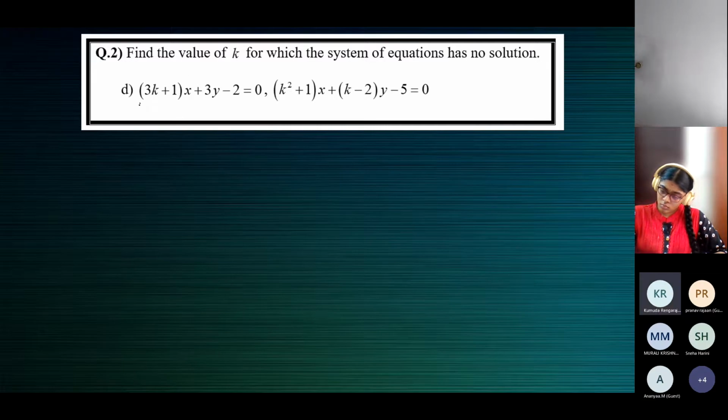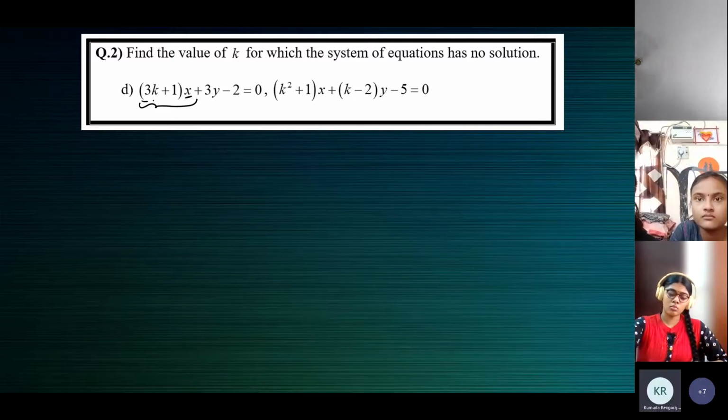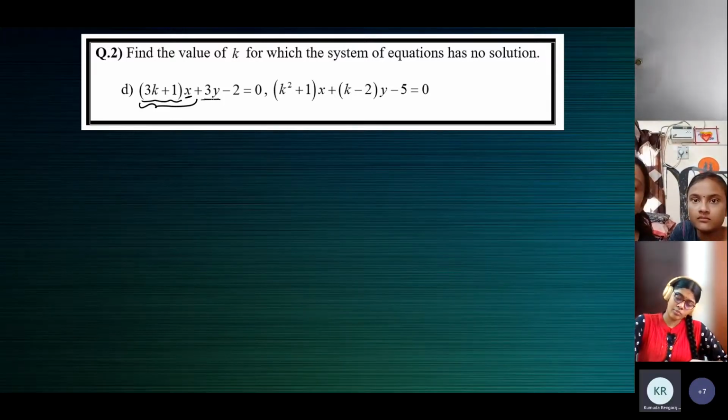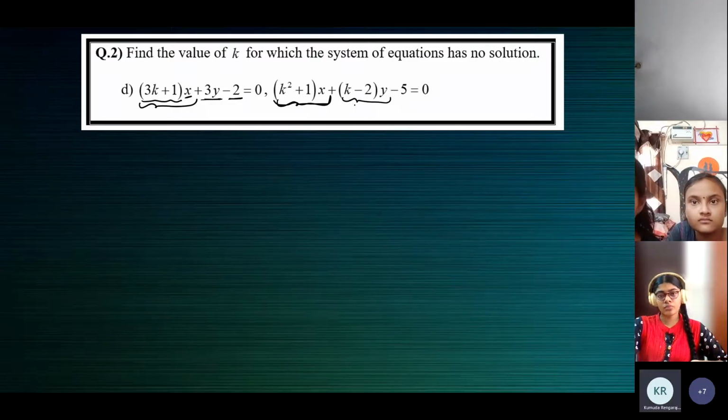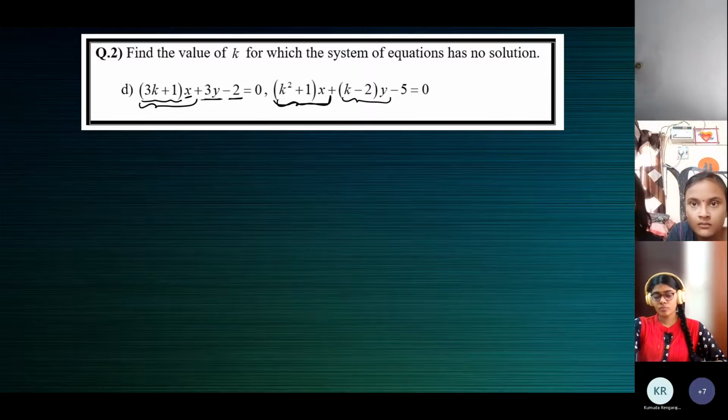See, this is the x term: 3k plus 1 of x. This is the x term and this is its coefficient. This is the y term, 3y. This is the constant. In the second equation, this is the x term, x. K square plus 1 is the coefficient of x. This is the y term. K minus 2 is the coefficient of y. Minus 5 is the constant.